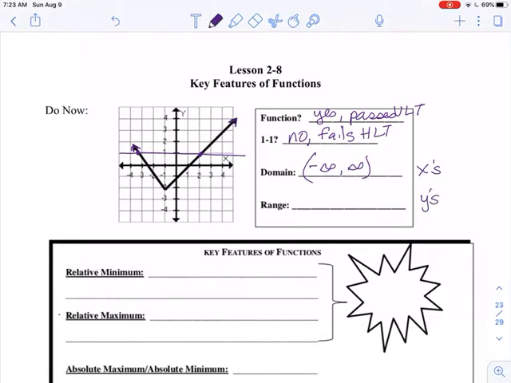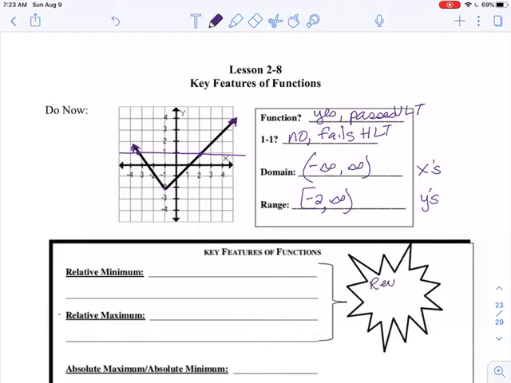My range are my y's. So the lowermost y value right here is at -2. I am including -2, so I'm going to have brackets around that. And then the highest y, they're arrows. So this is going up and to the right, this is going up and to the left. So my highest most y value is infinity.